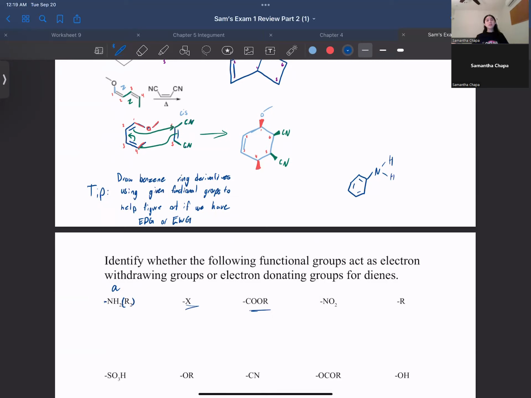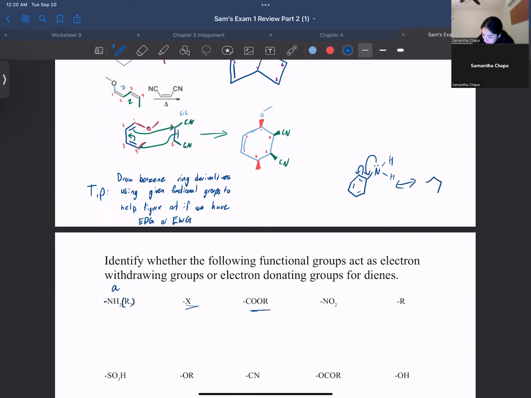What you should note is when you have lone pairs directly on the benzene ring, just like this heteroatom does, this is a heteroatom that has lone pairs right next to the benzene ring, you're able to resonate them into the benzene ring.